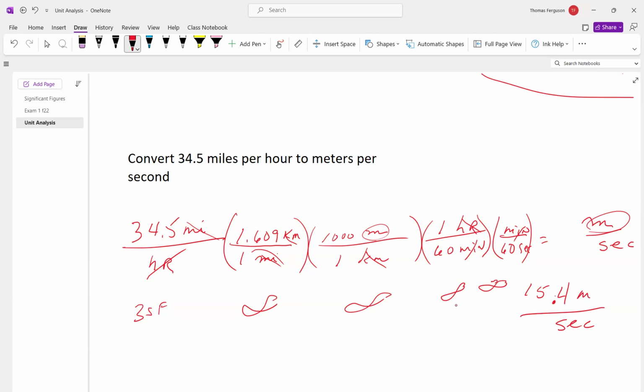A key word in word problems is per, P-E-R. It automatically indicates a fraction. Sometimes you have a conversion factor built into your word problem that you don't realize you have there. So whenever you see the word per, that's what that means. Are there any questions about how I did this?